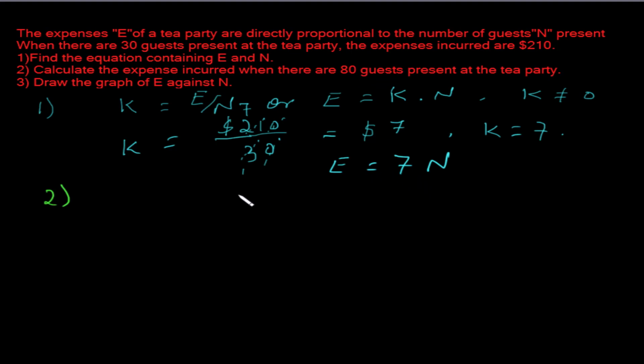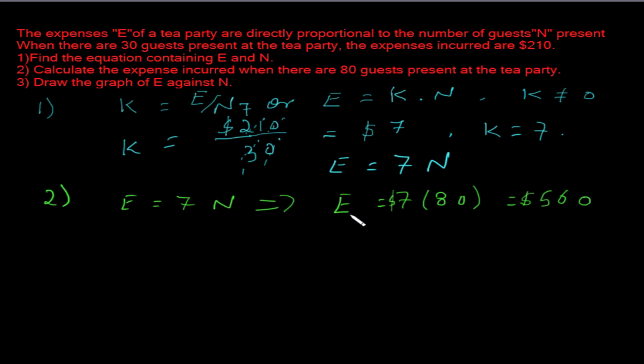So I will use this equation. E is equal to 7 times N, which will become, and remember that I have a sign of dollar over here. So 7 times 0 will get me 0, and 7 8s are $56. So finally, for 80 guests, I will get expenses of $560.